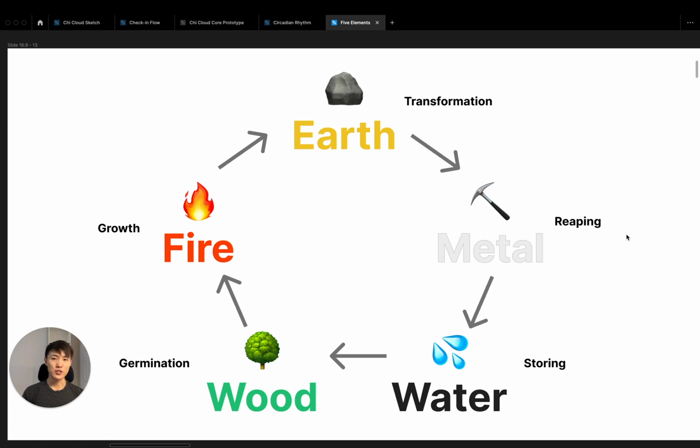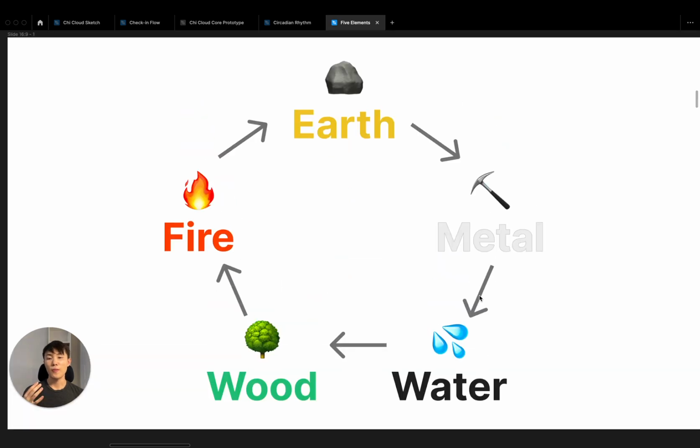In Chinese culture, when Chinese medicine was first founded, we started with the five motions or actions. That's germination, growth, transformation, reaping, and storing. So naturally, the Chinese had five elements as well that corresponded most closely to this action. Wood being germination, the beginnings, fire being growth and expansion, earth being the transformation, metal being reaping, and water being storing.